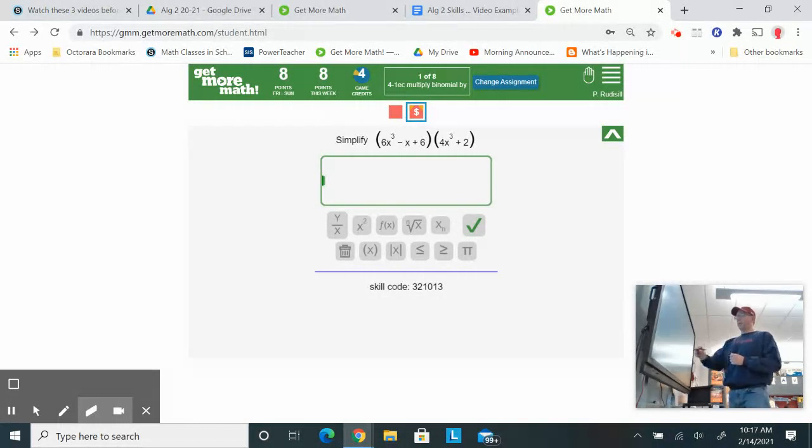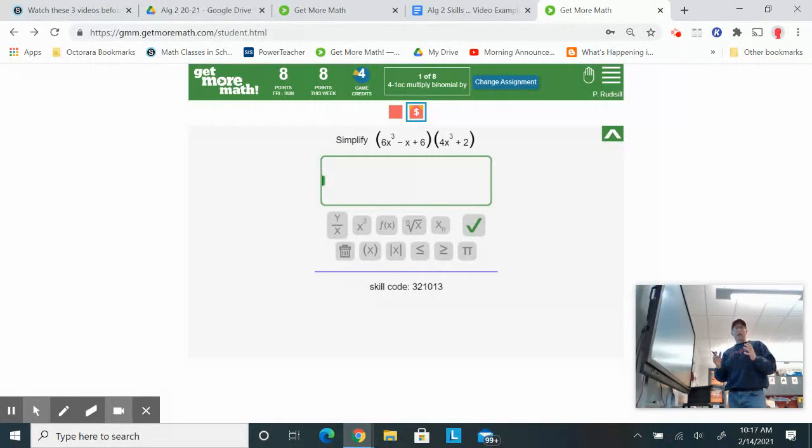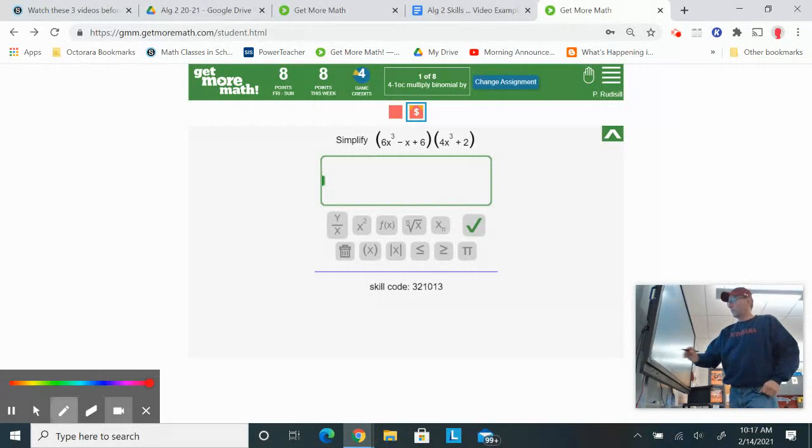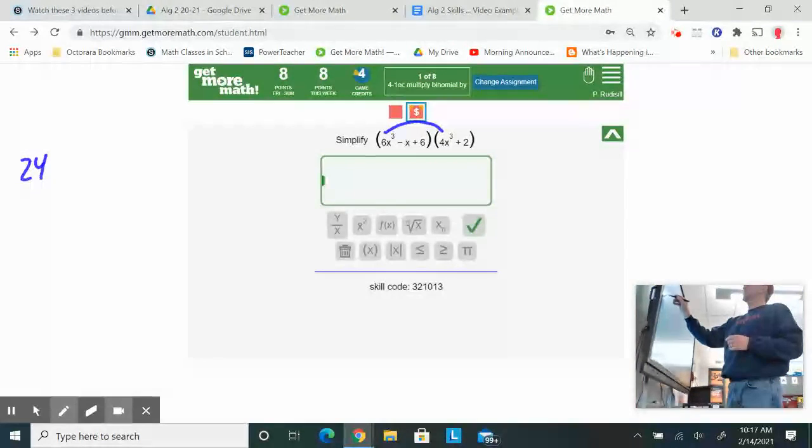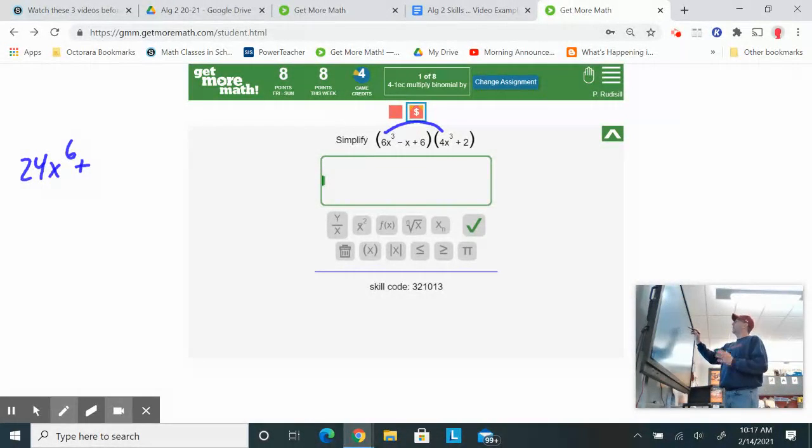Now, in this example, the trinomial is written first, the binomial second, which is fine. You could just flip them around if you want to use the commutative property, or you could just do it as follows. Use my blue pen, so I take the first term here times the first term there, be 24x to the 6th. Plus, let's stay with the first term. First term times the second term would be 12x cubed.